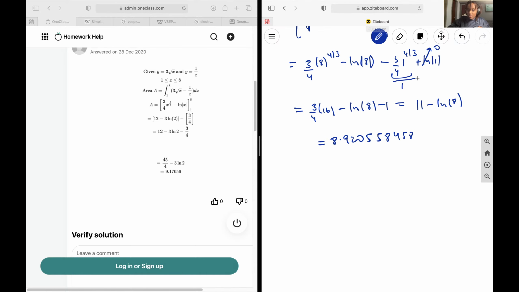My apologies. This is 3 over 4, so that's going to be minus 3 over 4 instead. And that is going to give me 12 minus 3 over 4, which is 11.25 minus the ln of 8. And that is going to give me 9.170558458 as my final answer.